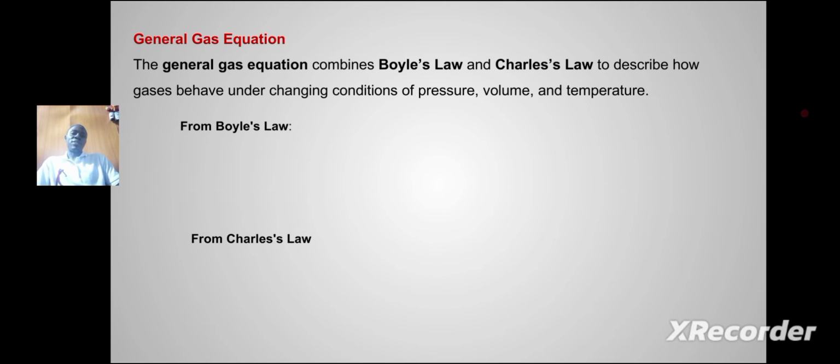We'll be talking about the general gas equation. The general gas equation basically combines Boyle's law and Charles' law. Boyle's law states that volume is inversely proportional to pressure, and Charles' law states that volume is directly proportional to temperature. So, using the concept of joint variation, we can combine these concepts together and see what we will get.